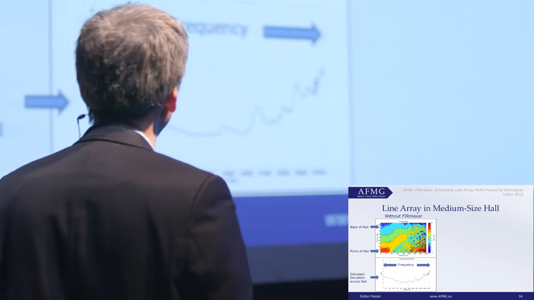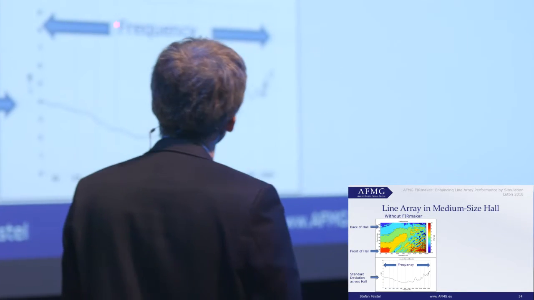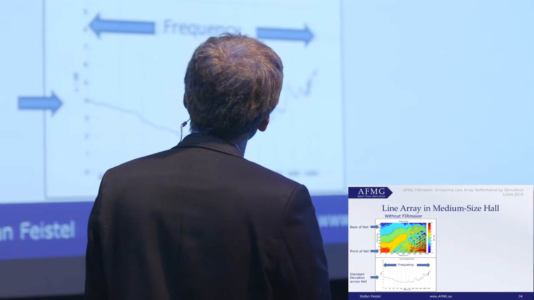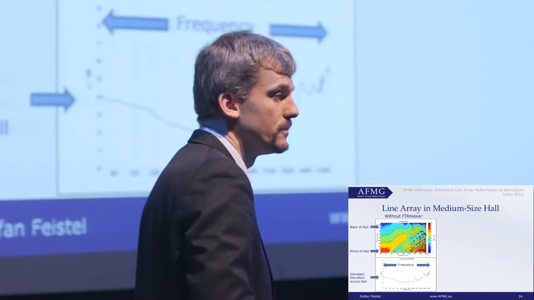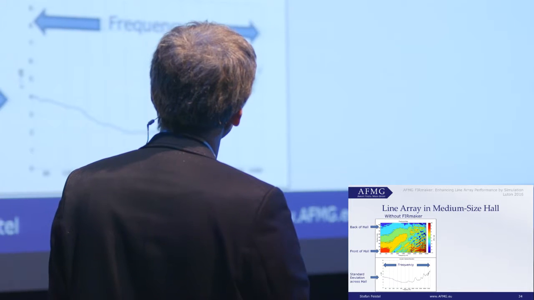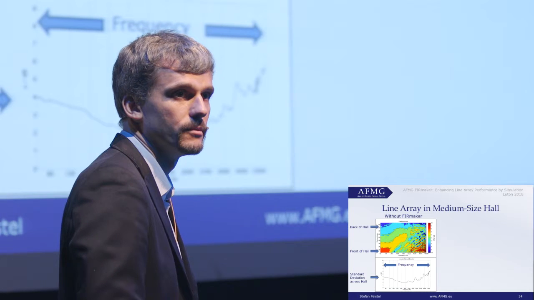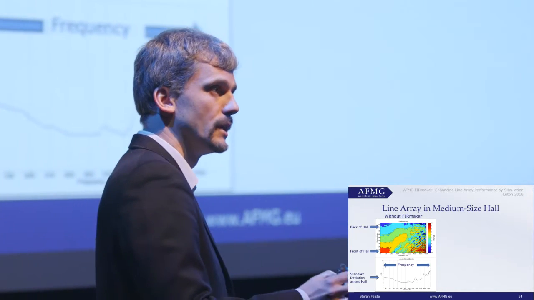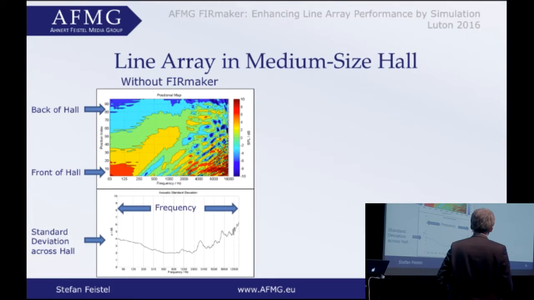So what we see here, now interpretation, is very typical for line arrays. In the low frequencies, we have a point source behavior. This decays very nicely towards the back of the hall. In the mid-range, we have the beaming in the middle of the hall. And in the high frequencies, we have all of the side lobes close to the array. Once you get used to this kind of plots, it's very helpful, very instructive to understand how the system works.